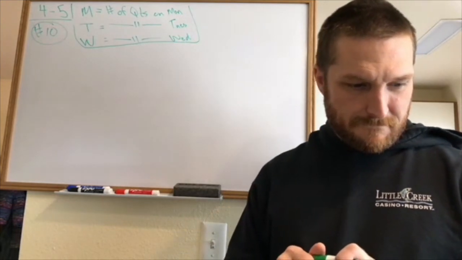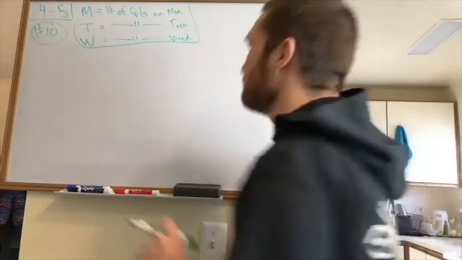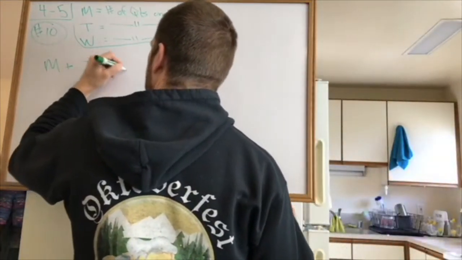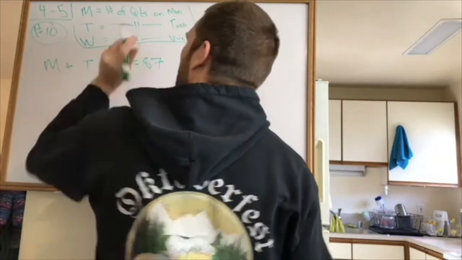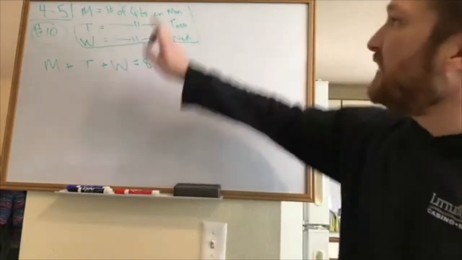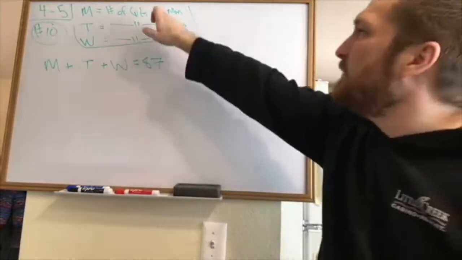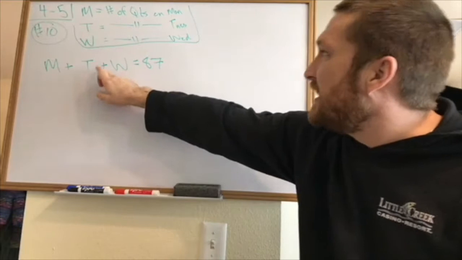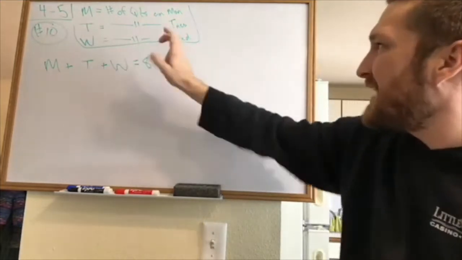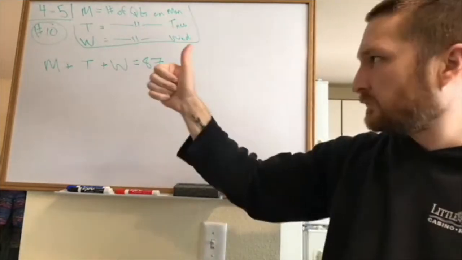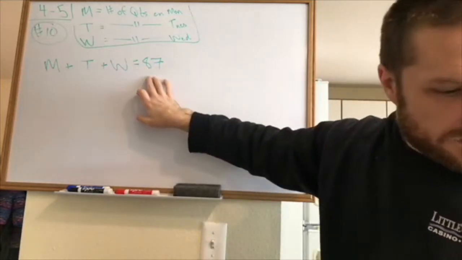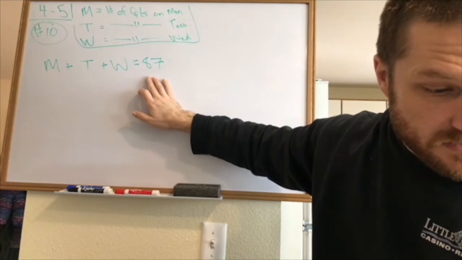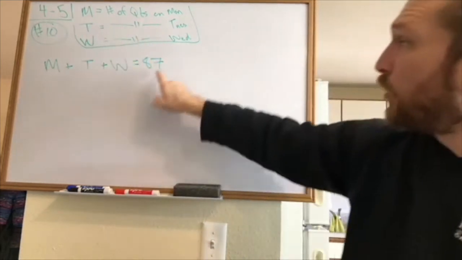M plus T plus W equals 87. I like it. M plus T plus W equals 87. And I'm going to stop and think and say, okay, if M is, and this is what's nice, M is the number of quarts he picked on Monday. T is the number of quarts he picked on Tuesday. W is the number of quarts that he picked on Wednesday. That altogether, just by given the problem, should be 87 because it said he picked strawberries on 3 days and he picked a total of 87.